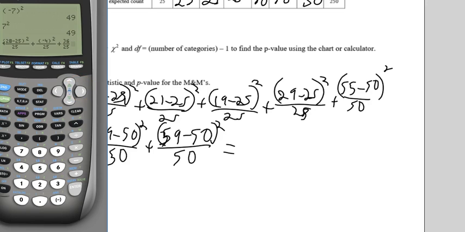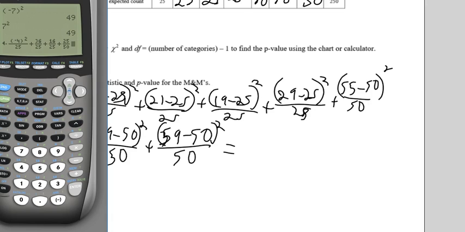All right? So the next one is 29 minus 25. So I know that's 4. 4 squared is 16. So I'm just going to hit plus alpha y equals 16 over 25. Right arrow. Hit plus. 55 minus 5. I know that's going to be 5 squared, 25. So alpha y equals 25 over 50. Right arrow. Our next one is this one.